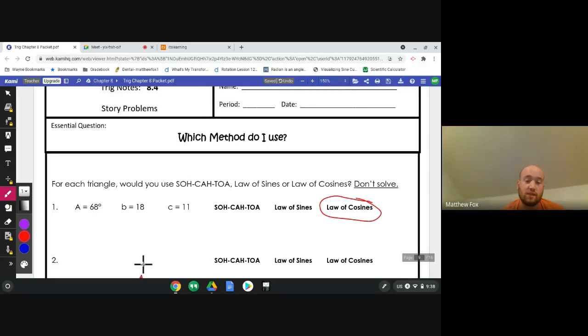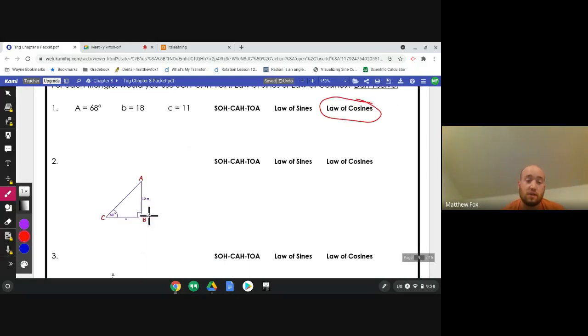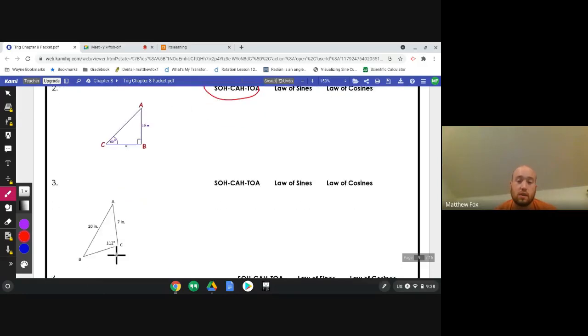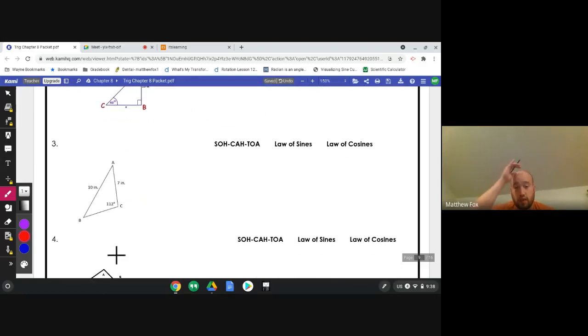Now on the second one, this time it's a right triangle. Right away, if it's a right triangle, it's a big hint you're probably going to use SOHCAHTOA. We look here, there's an angle, there's a side, and we're looking for that missing side. So SOHCAHTOA here.